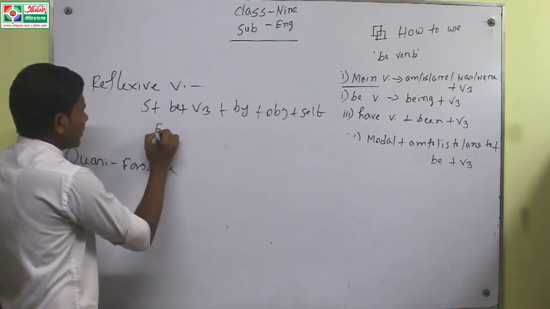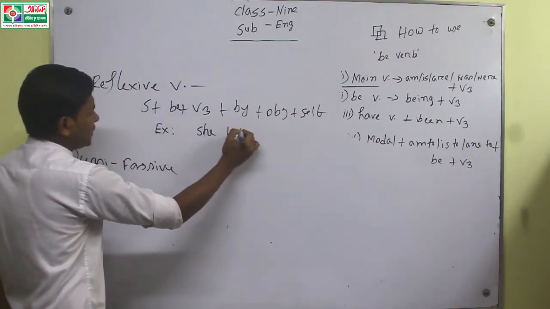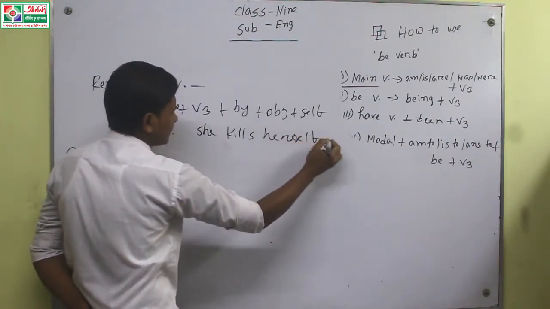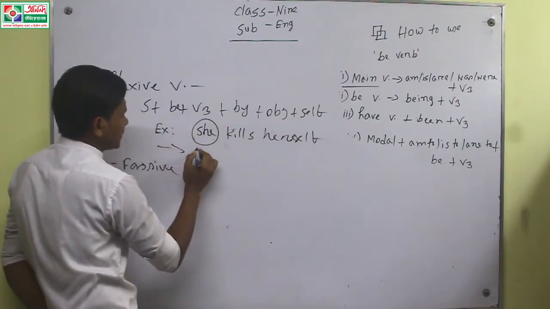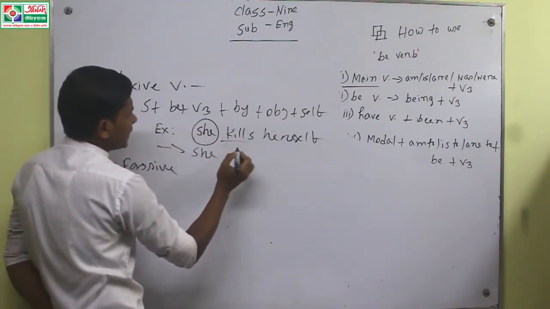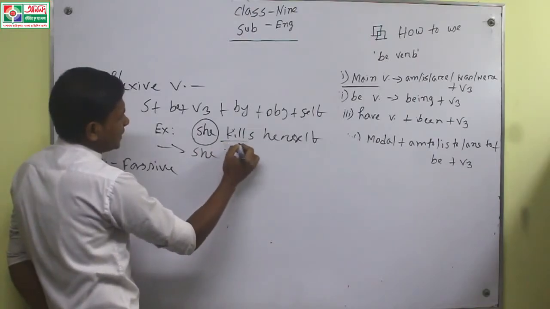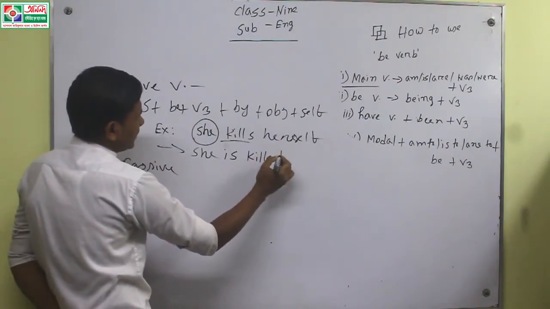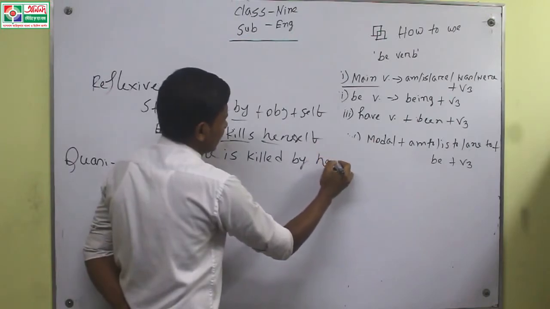I give you one example. She kills herself. At first we use the subject, then according to subject verb agreement we use is, then the verb 3 of kill, killed, then by, then herself.